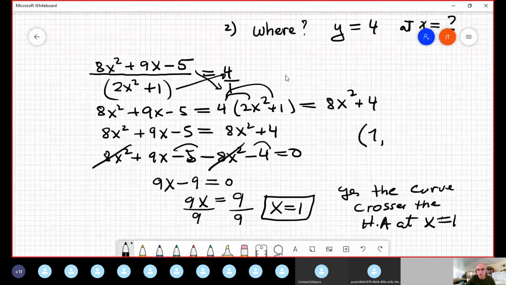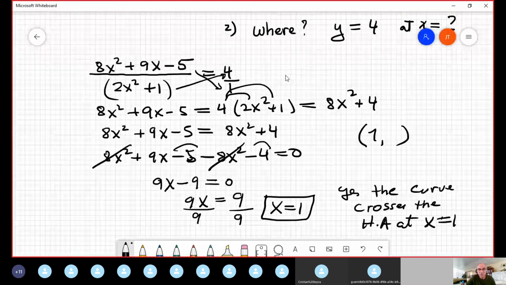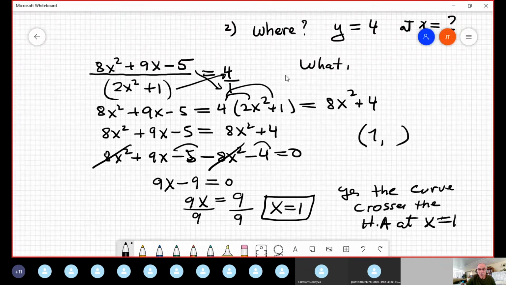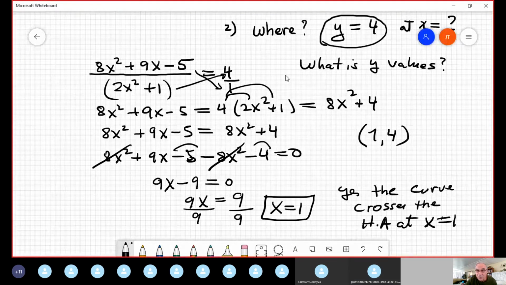What is the y value in this point? What is the y value? What is the y value? Exactly, 4. What is the value of the asymptote? Y equal 4. Nice, very well. Okay. Do you understand this very well?